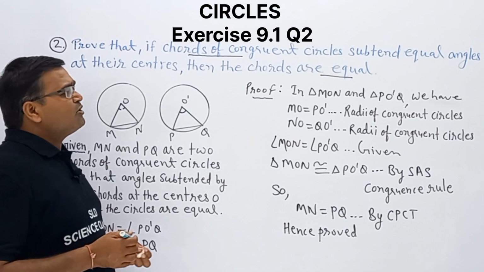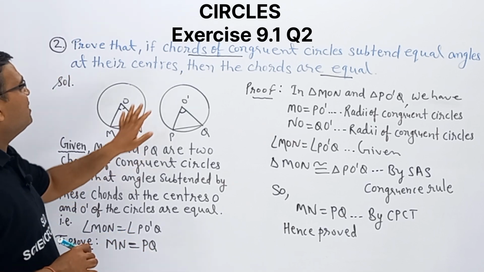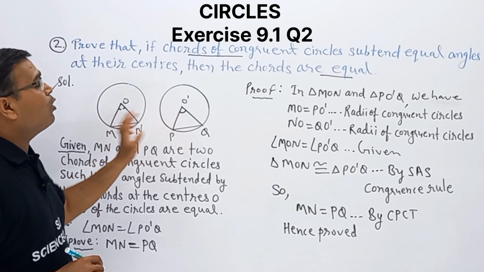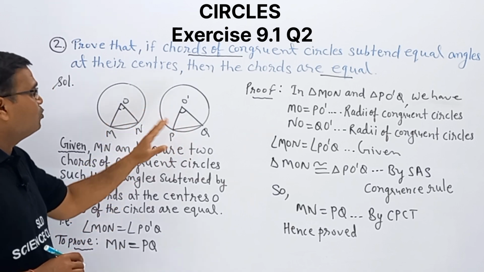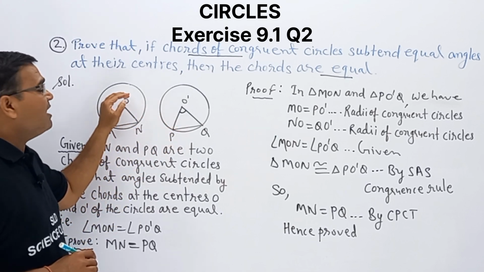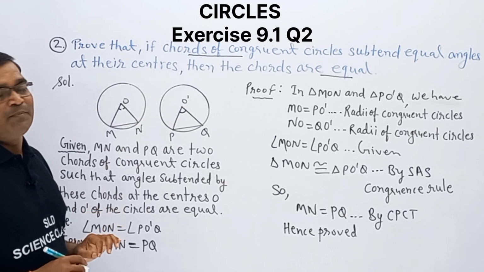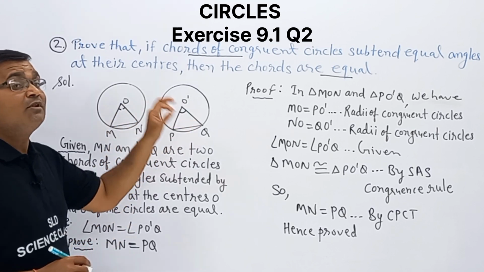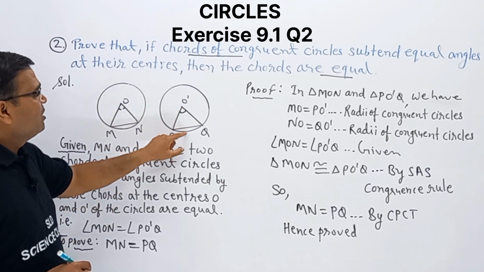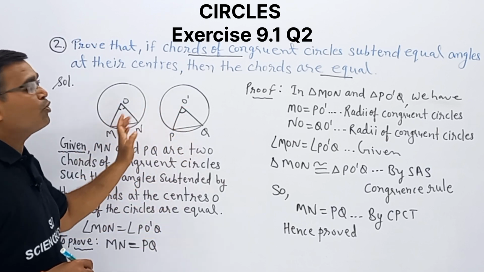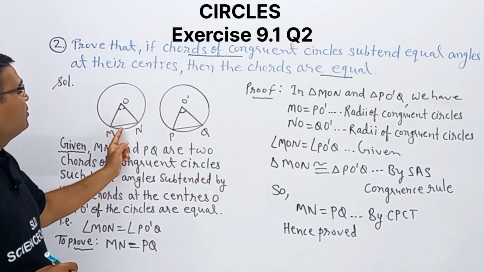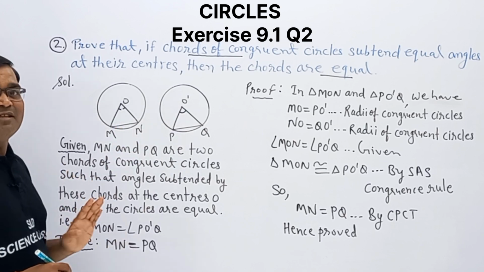Observe again. In this question we are having two congruent circles, and the angles subtended at the centers by the chords of these two circles are equal. Then these chords are equal. This is what we want to prove. So the given thing is that the angles subtended by these two chords are equal. We want to prove these two chords are equal.